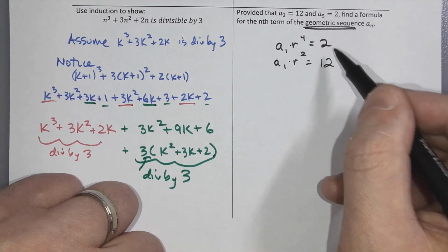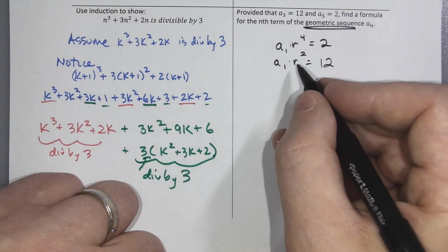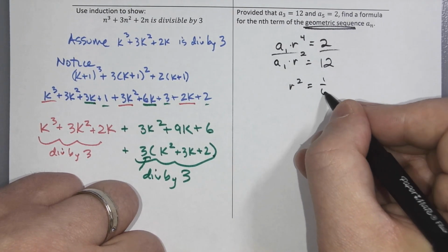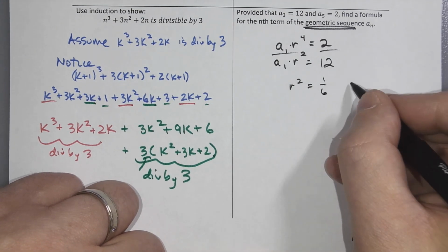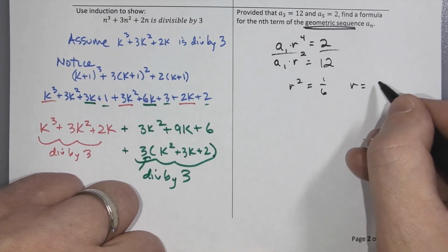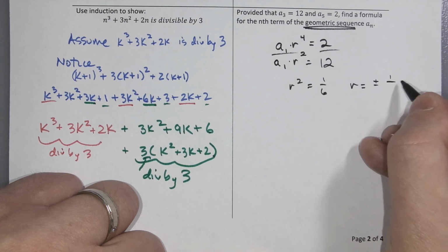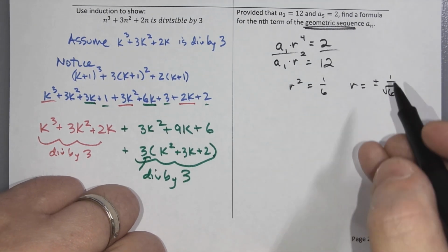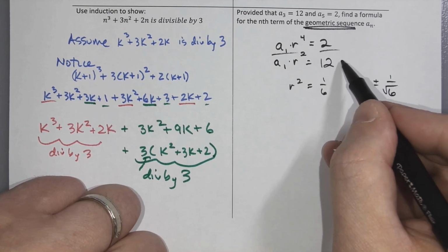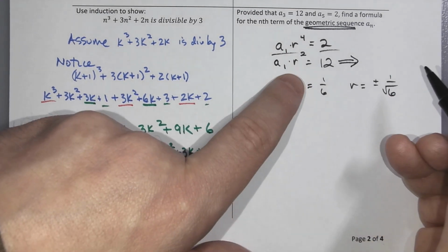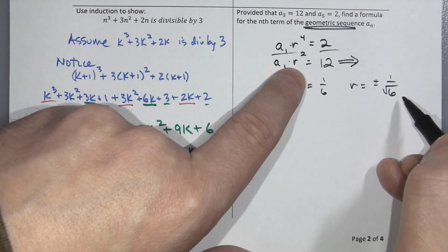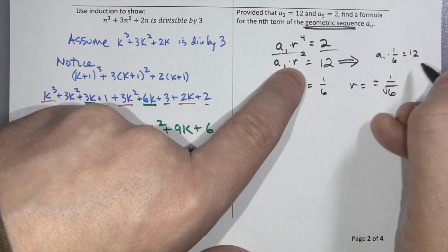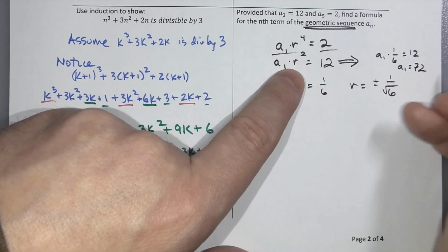So now I will divide these, so that way I end up getting r squared equals 1/6. And so it seems like r is equal to plus or minus 1 over radical 6. So does that allow me a convenient way to go back and get a1? Let's go substitute into here, I guess. 1 over rad 6 squared is 1/6. So a1 times 1/6 equals 12. So a1 would be 72.